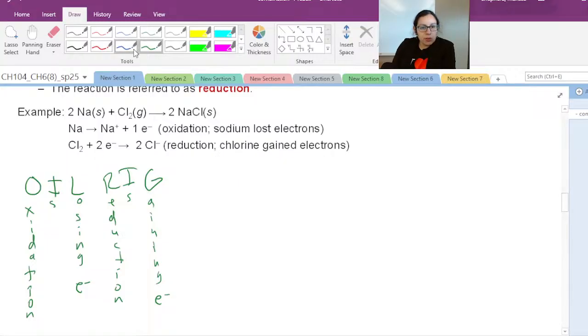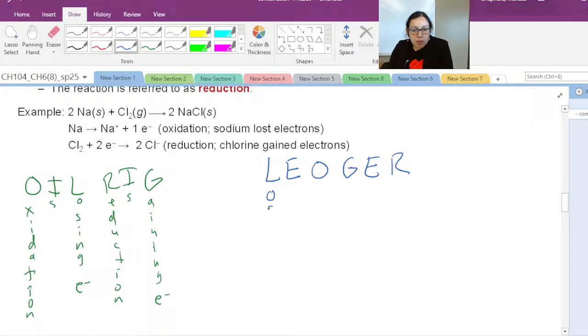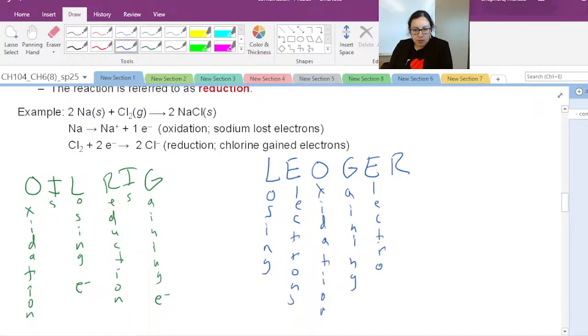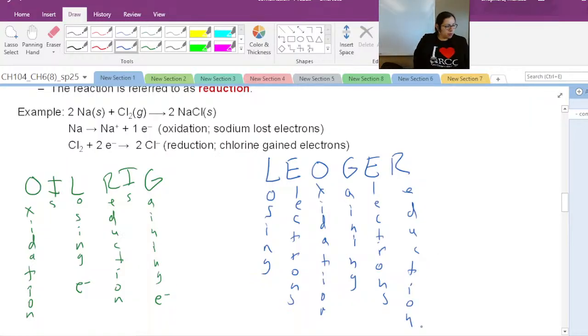If you don't like the fossil fuel industry, I have another option for you. I also know LEO goes GER, and depending on your school, you can pick your favorite cat. I used to teach at an institution where their mascot was Leo the leopard, so I used to say Leo the leopard goes grr. So losing electrons is oxidation, and gaining electrons is reduction. All right, so that could help you remember. Let people write that down for a second.